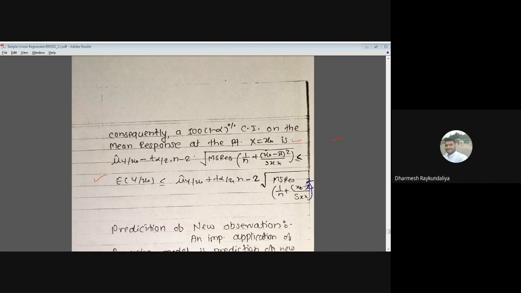ऐसे एमसीक्यू आपको पूछ सकते हैं या एक लाइन मार्क में भी आपको पूछ सकते हैं, give the variance of the mean response given x0, what is the distribution of the mean response x0. So that you can give the 95% confidence interval, 100 into 1 minus alpha % confidence interval, the mean response at given x equal to x0.